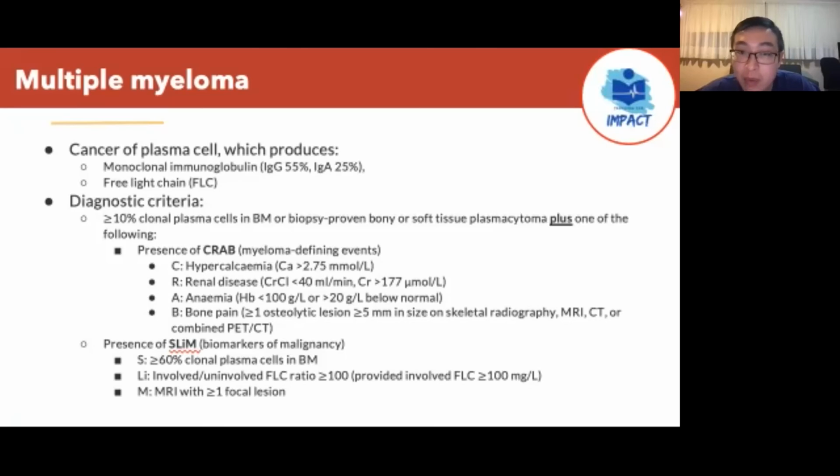And the M stands for MRI. So if you do an MRI scan that shows greater than or equal to one focal lesion, then you can also define multiple myeloma. So two ways to define multiple myeloma: 10% clonal plasma cells on bone marrow plus one of the CRAB symptoms, or regardless of any of that, the presence of one of the four SLIM features.